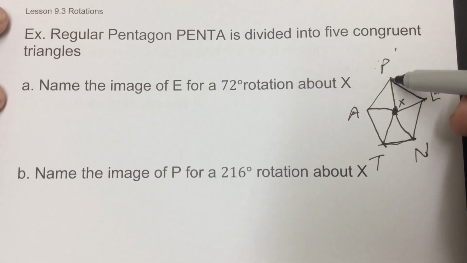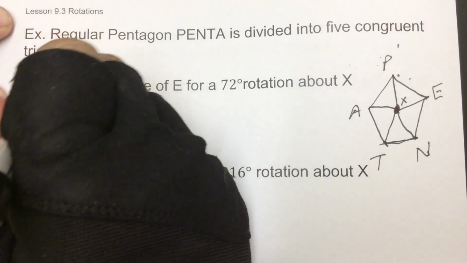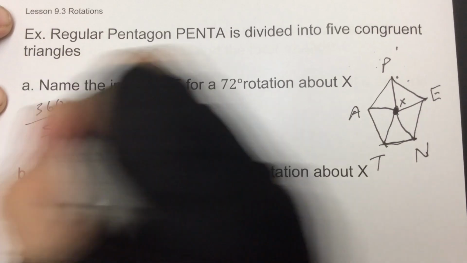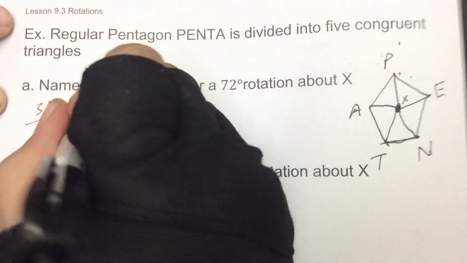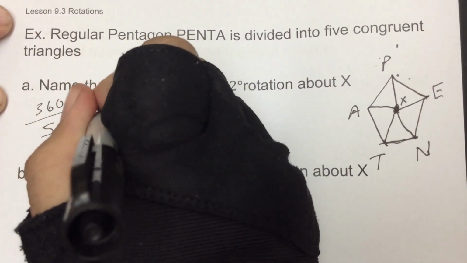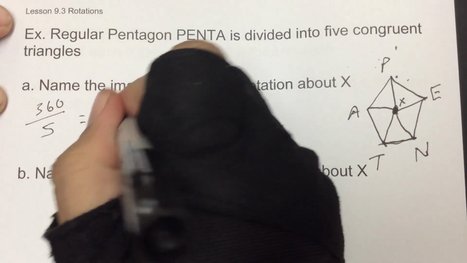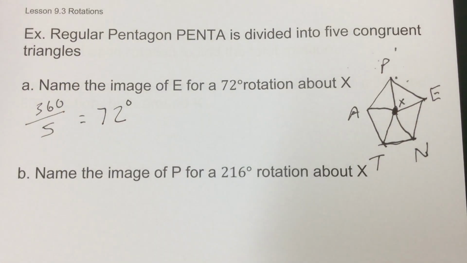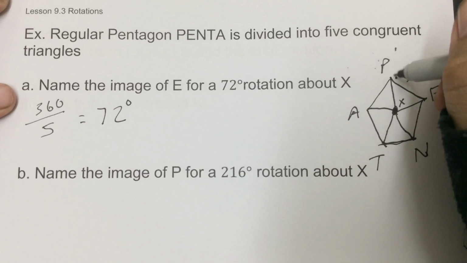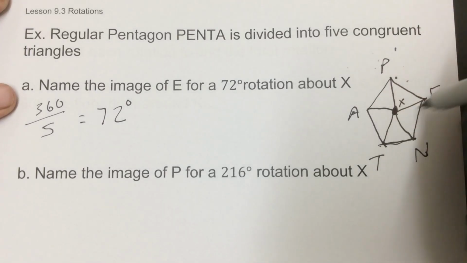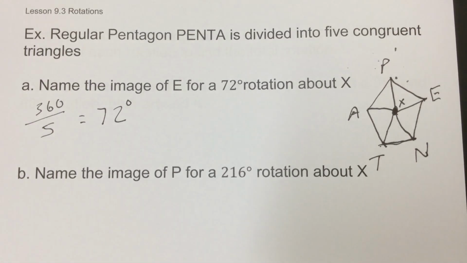So if you think about it, a pentagon all the way around is 360 degrees. Well, if we take 360 and divide it by the 5 corners that we have, 5 goes into 360 seventy-two times, which is 72 degrees. So each point here is a 72-degree rotation about X. So this is the other side of it. We can take this and see how we're rotating these shapes.